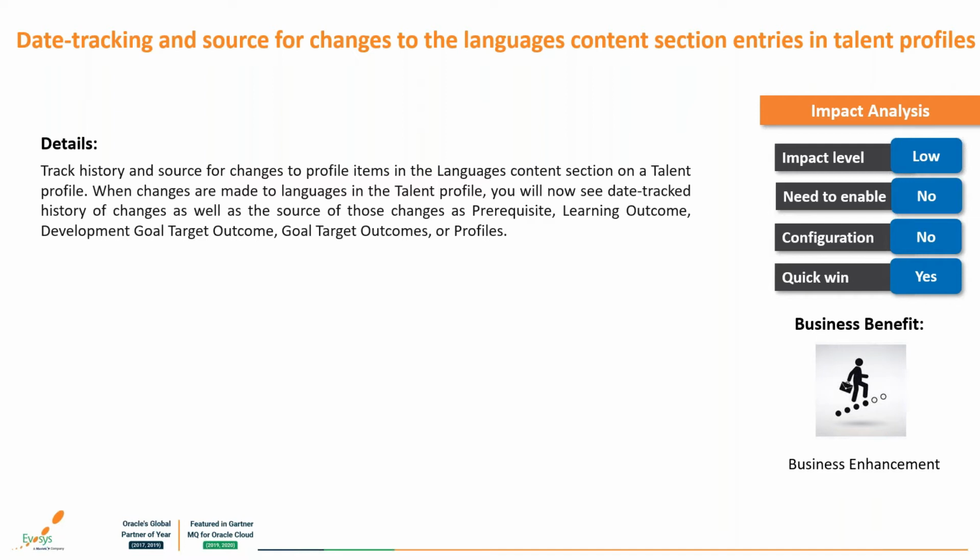as prerequisites, the learning outcomes, the development goal target outcome, the goal target outcomes of profiles. So now the user can also see the history of the changes made to the items in the language content section in the talent profile. You don't need to enable anything for this feature.